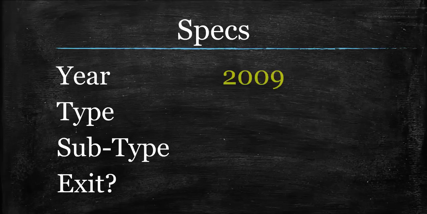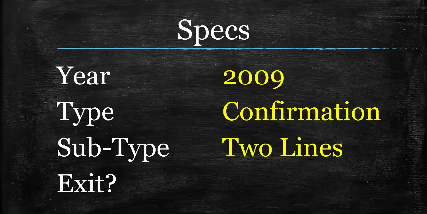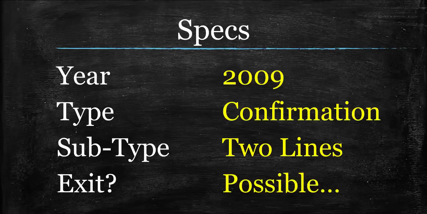This was created in the year 2009. We like that. This is going to be a confirmation indicator again, only this time it's going to be a two-line cross indicator. And could you use it as an exit? You could. I don't think it's the best idea. It's going to look like in a few examples that you really could use this as an exit, but I think long term it's not the move. But let's go ahead and take a look at it, shall we?